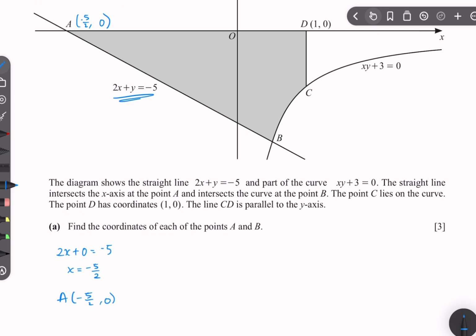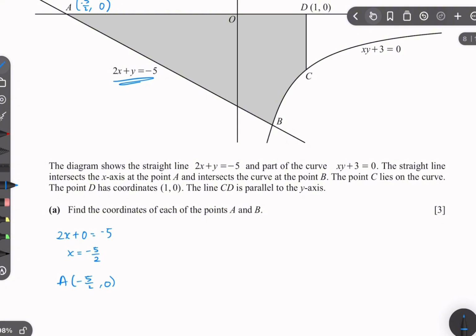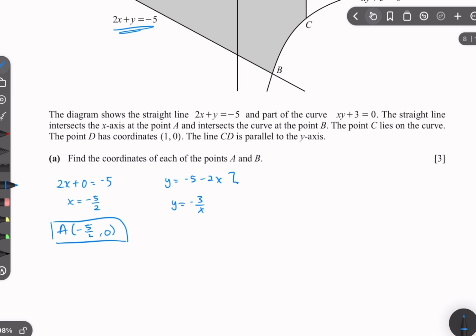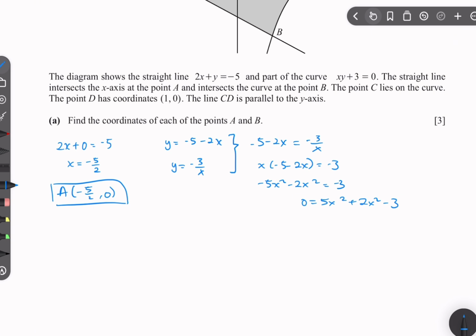And then B is where the line meets the curve, so we can rewrite both equations to make y the subject and then equate them to find the x coordinate of B. Okay, so I'm going to rewrite the equation of the line. And then the equation of the curve will be minus 3 over x. And then we can equate both of these. Okay, now we have a quadratic. Wait, sorry. Minus 5. This is minus 5x.